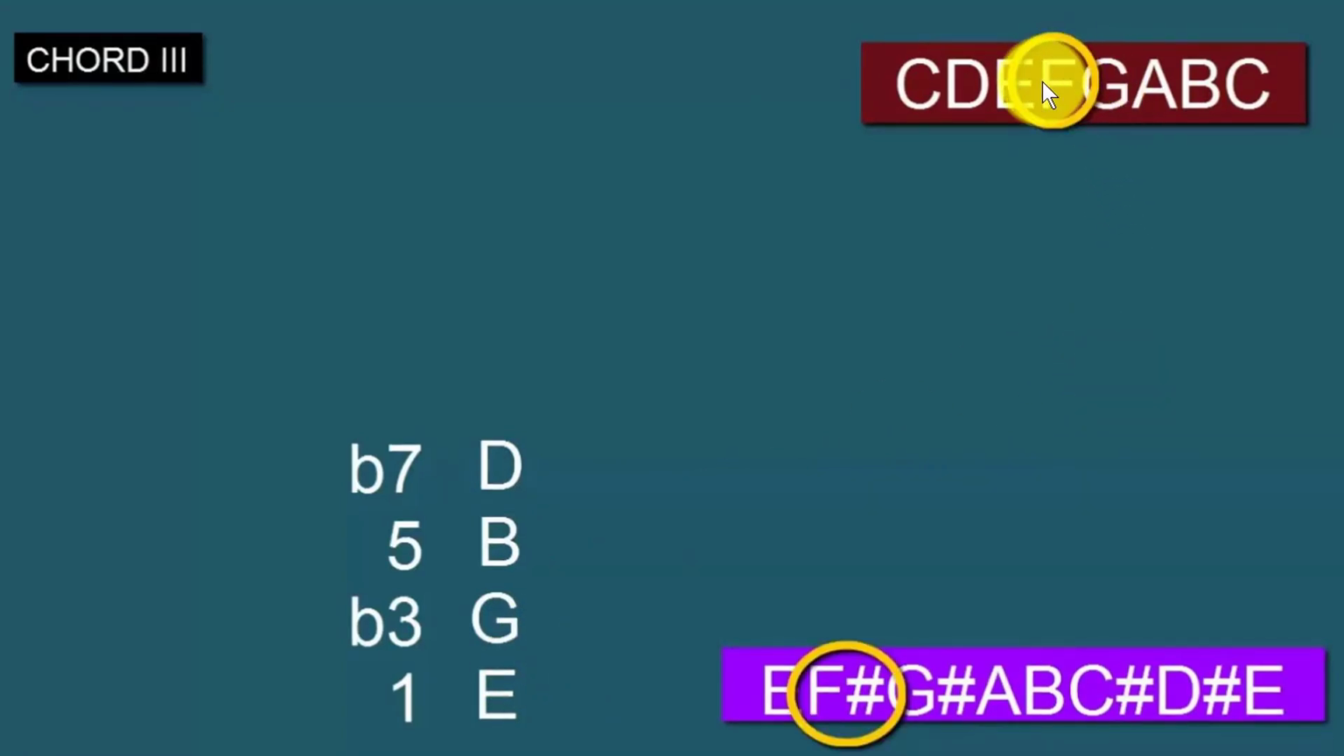So if we look at the F in the C major scale, it's an F, right? But if you look in the E major, it's F sharp. So this F that we're going to add is going to have to be a flat 9, not a ninth. If it was an F sharp, it'd be called a ninth, but because it's an F, it's going to be called a flat ninth. Okay, so let's put that in, that flat ninth, see what happens.